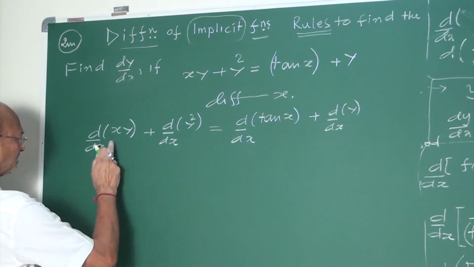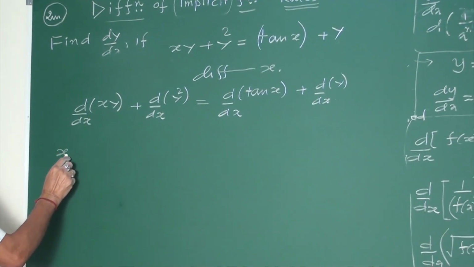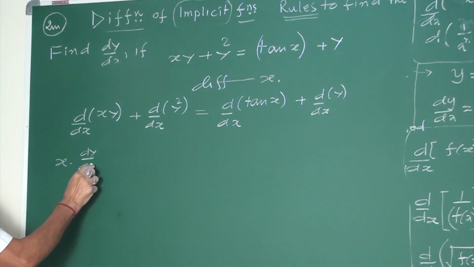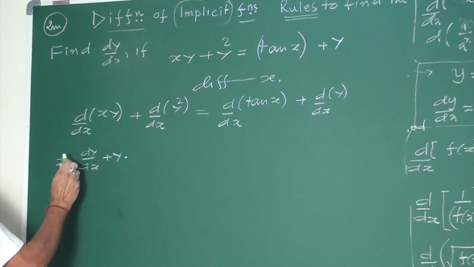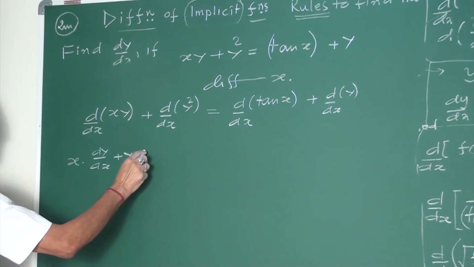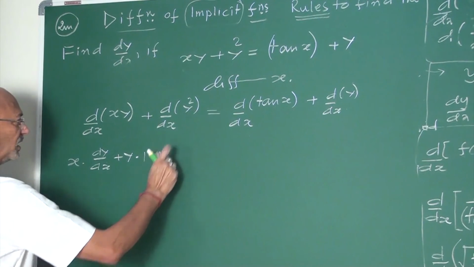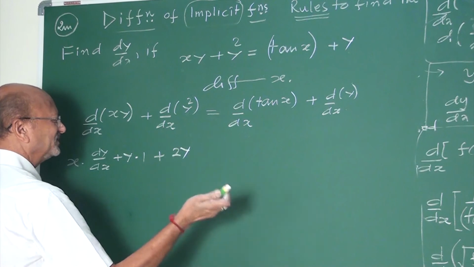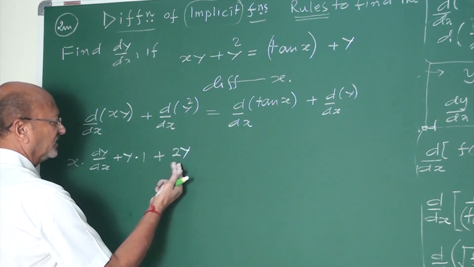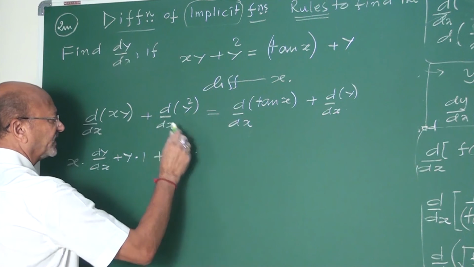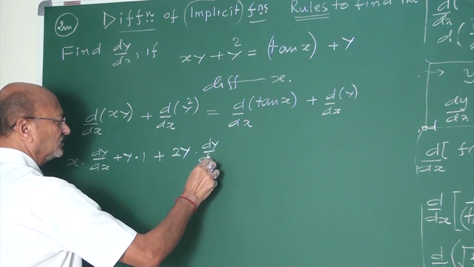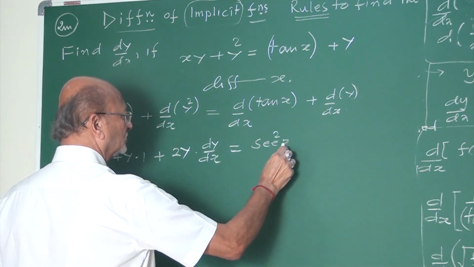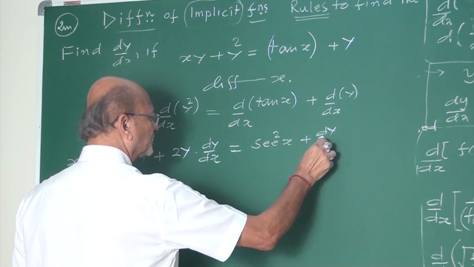My friend, apply the product formula: x into derivative of y, which is dy by dx, plus y into derivative of the first term x, which is 1. Then y square with respect to y is 2y, into dy by dx. If it is other than x, write its derivative. Equal to sec square x plus derivative of y, which is dy by dx.